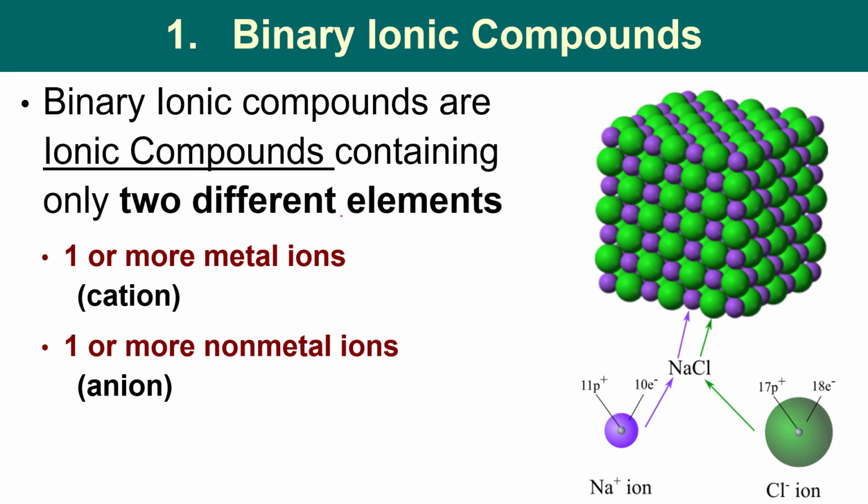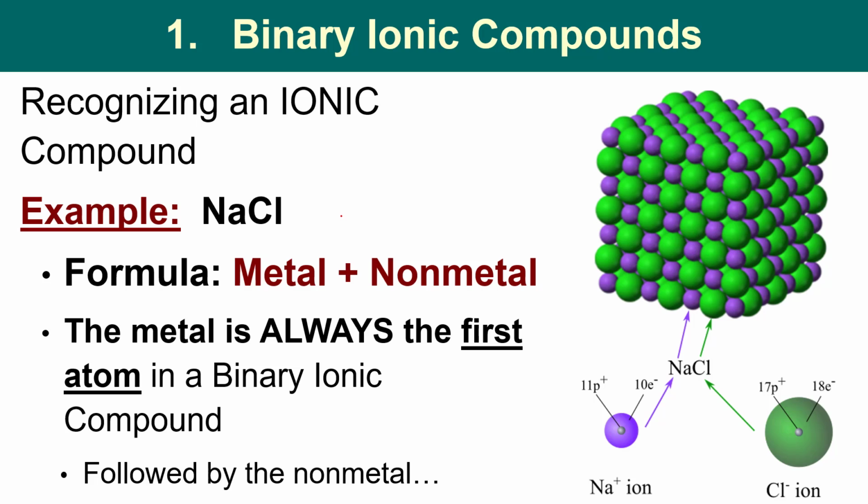Binary ionic compounds are indeed ionic compounds containing atoms of two different elements in it, and they are always one or more metal ions followed by one or more non-metal ions. So when we want to recognize that we have a binary ionic compound, you gotta look deeply at the formula. And here you'll see we have NaCl.